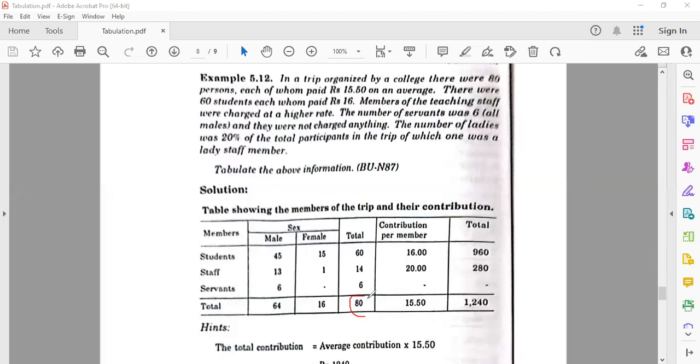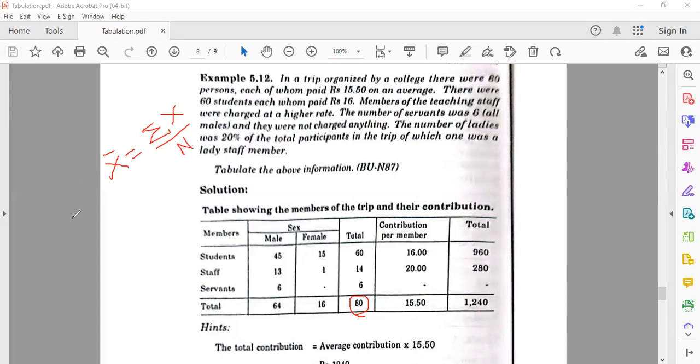Okay, so this data is given here, 80. Now each one of them paid 15.50 on an average. So when I say average, we have to use the average formula. So what is the average formula? X bar is equal to sigma x divided by n. Here x bar is the average, and sigma x is the total, divided by the total count.